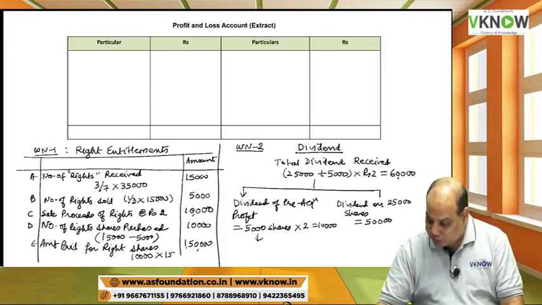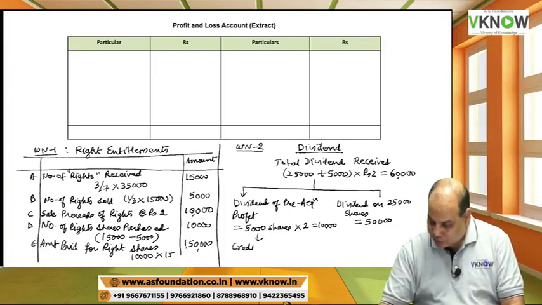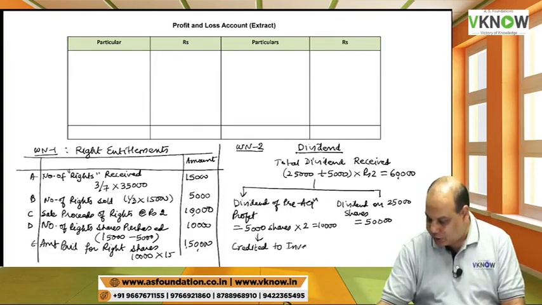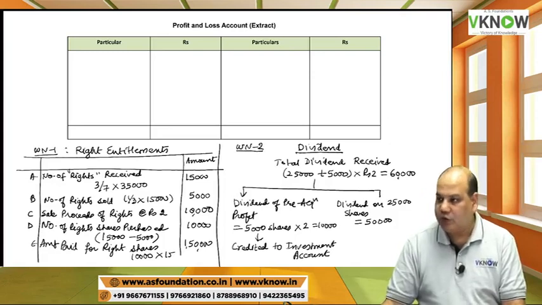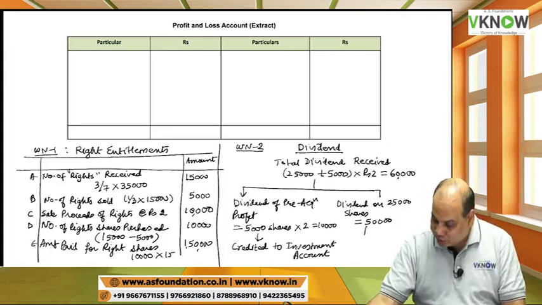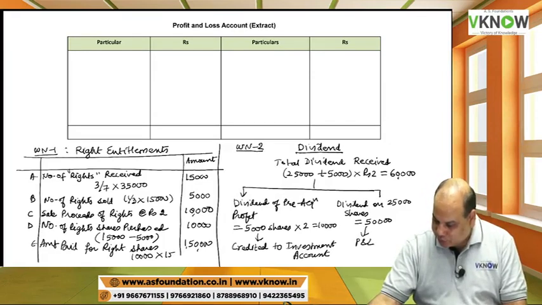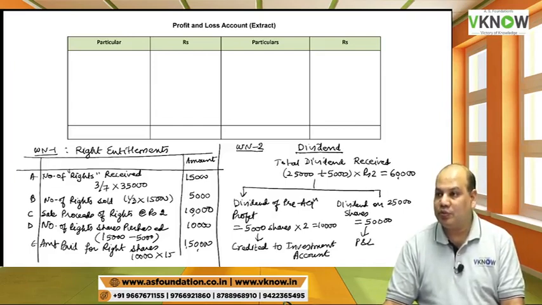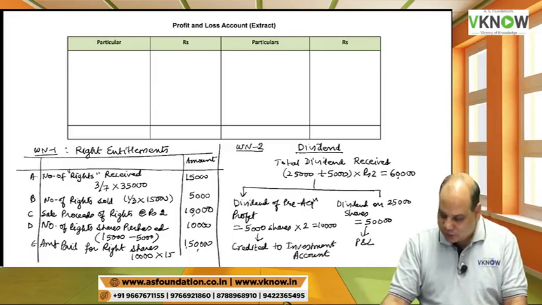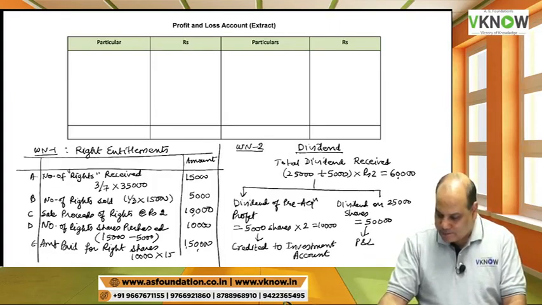This dividend on 5,000 will be credited to investment account, and this 50,000 will be credited to P&L account. Yes or no? Yes. Working note number 3.